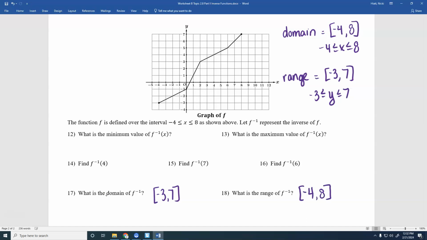So, let me say it this way: because our x and y switch whenever we find an inverse, the domain and range also switch. So if you know the domain and range of your original function, those two are going to switch whenever you're talking about the inverse for that.